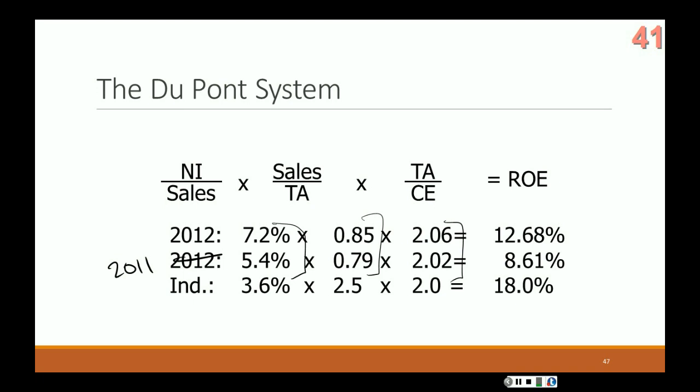We compare this to the industry, we can see where our numbers are drastically different. In 2012, our profit margin was double the industry, but our asset turnover was less than half that of the industry.